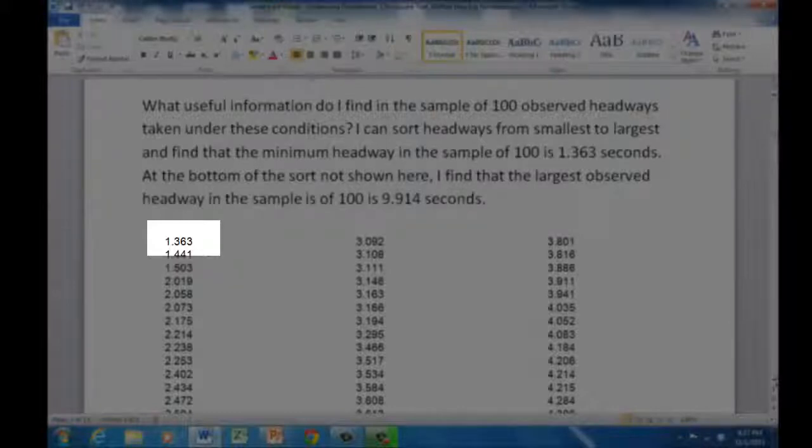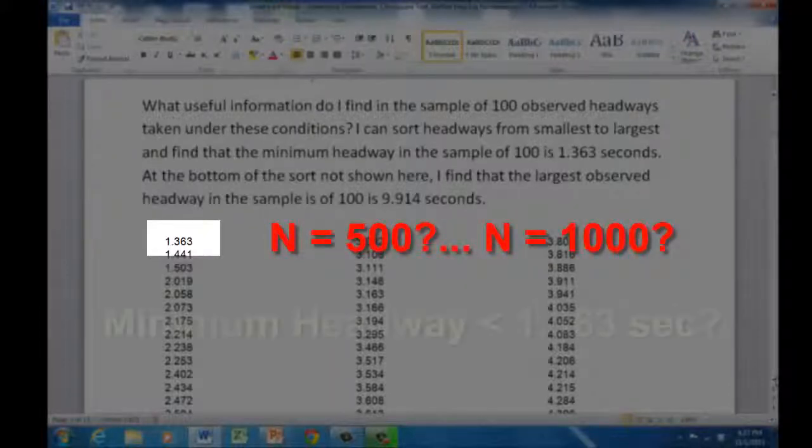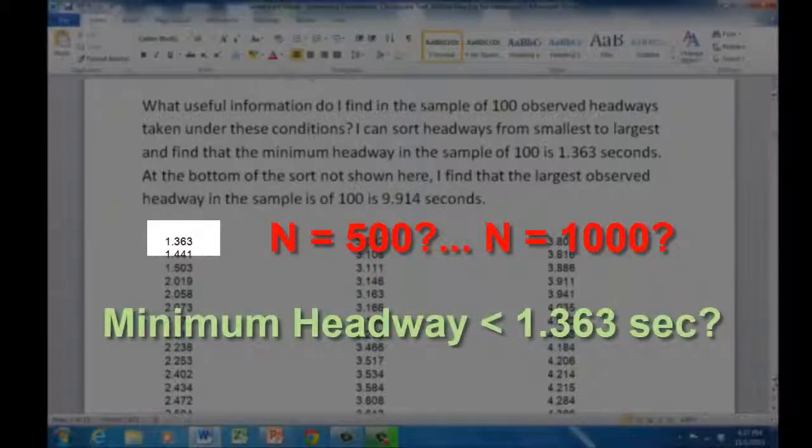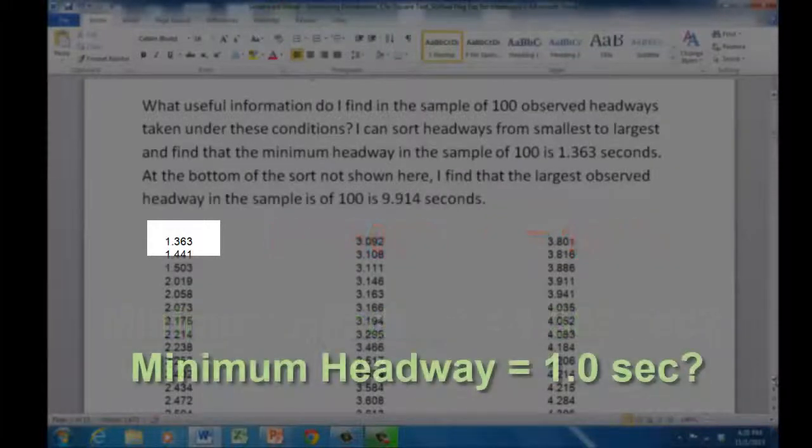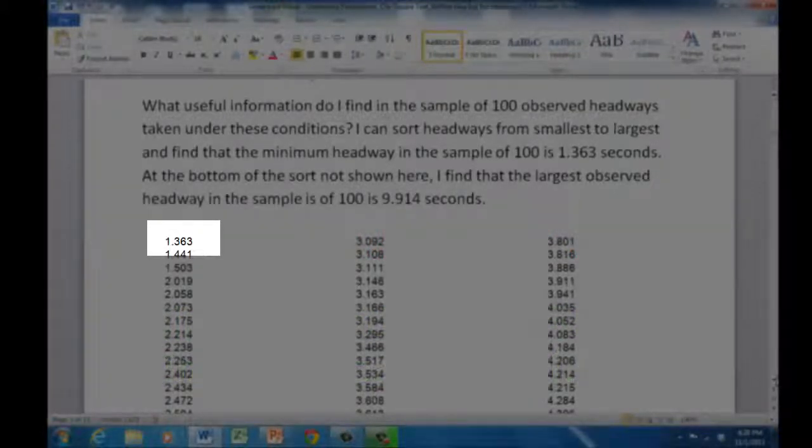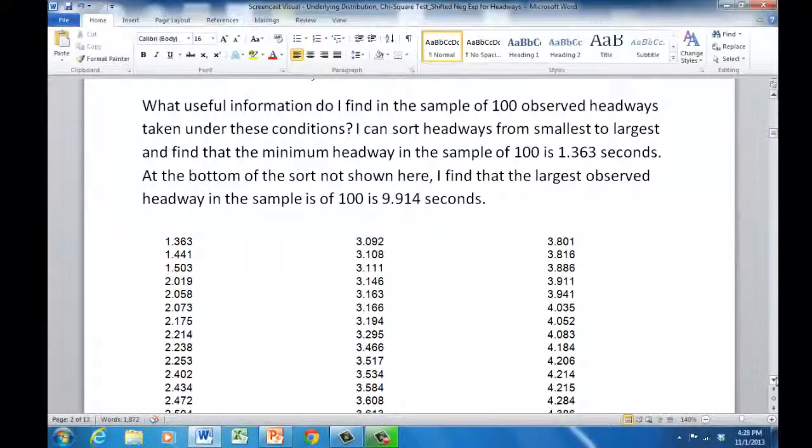So I wonder, if I had collected, say, 500 headways or 1,000 headways, would I eventually observe a headway smaller than 1.363 seconds? Perhaps if I sample enough headways, I might eventually observe one as small as 1 second. You see, a sample is necessarily a limited view of the entire population of interest.